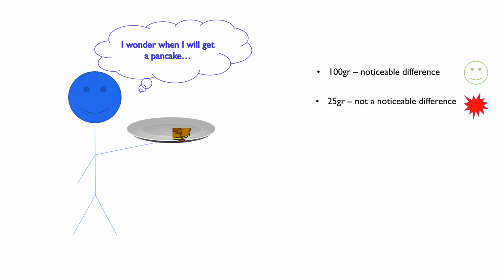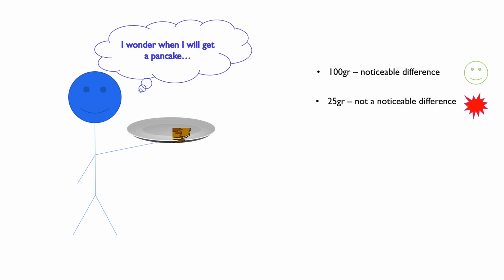Let's clear the plate. Now, imagine that somebody puts just a quarter of a pancake on the plate. This quarter weighs 25 grams. You do not notice a difference in weight. In other words, a change of 25 grams was not enough to change your perception of the weight in your hand. We can call the difference of 100 grams a noticeable difference because it changed your perception and you noticed it. However, the difference of 25 grams was not a noticeable difference because you failed to notice it.